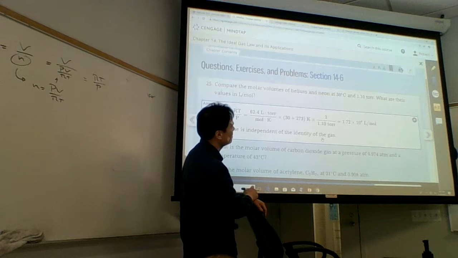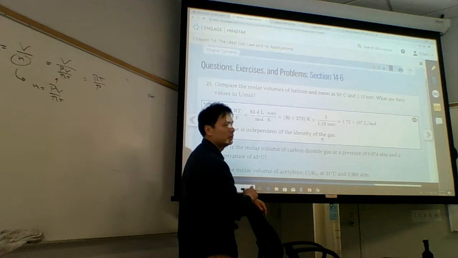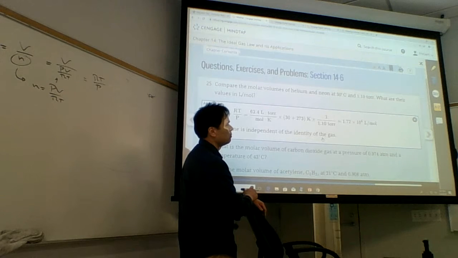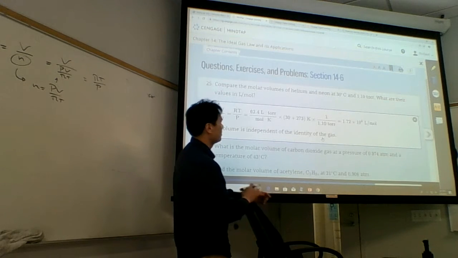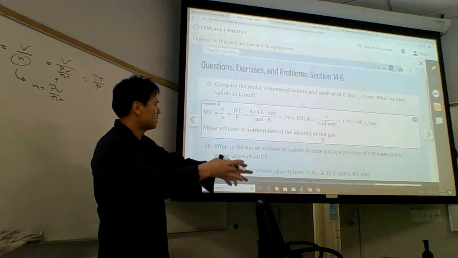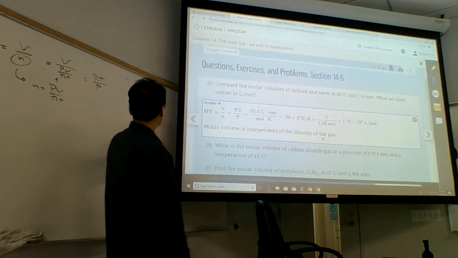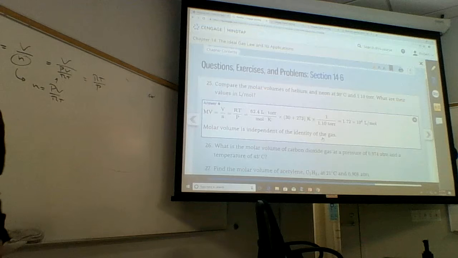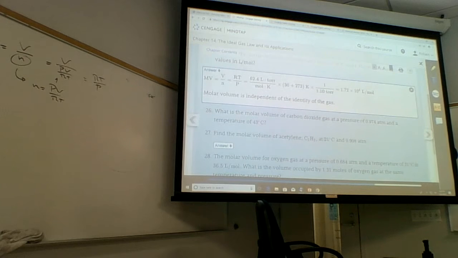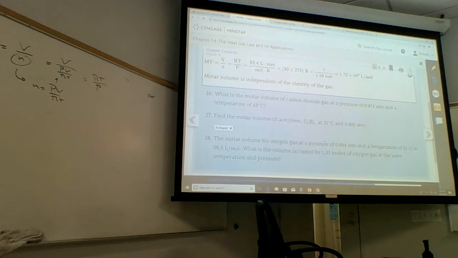It's huge. It's 17,200 liters per mole. Why so huge? It's because the pressure is so low. The pressure is only 1 torr, and there's 760 torr in an atmosphere. When the pressure is very low, the gas can expand. High pressure, the gases get compressed. Low pressure, the gases expand. And the molar volume doesn't depend on what the gas is. The molar volume of any gas is going to be given by this equation, so we don't need to know what the gas is. We just need to know how many moles.